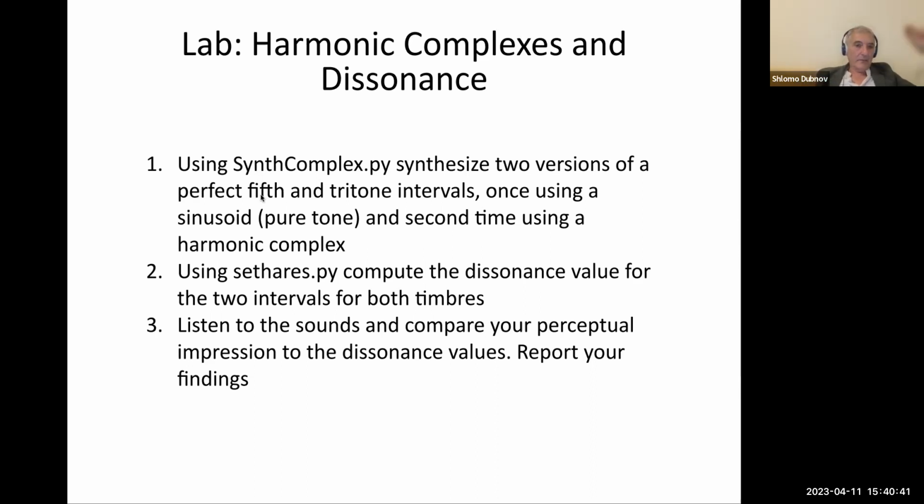Now, to do this, of course, you need to look up what is the fifth, okay? You can do this using either the ideal relations of 3 to 2 and calculate what is a tritone, or use the approximate 12-tone tuning calculation. But you create these two intervals, okay? And you do this once using a sinusoid, a pure tone, which means you call the synthesis complex only with one component, or a second time using a harmonic complex, basically creating some kind of a tone that has multiple partials, okay?